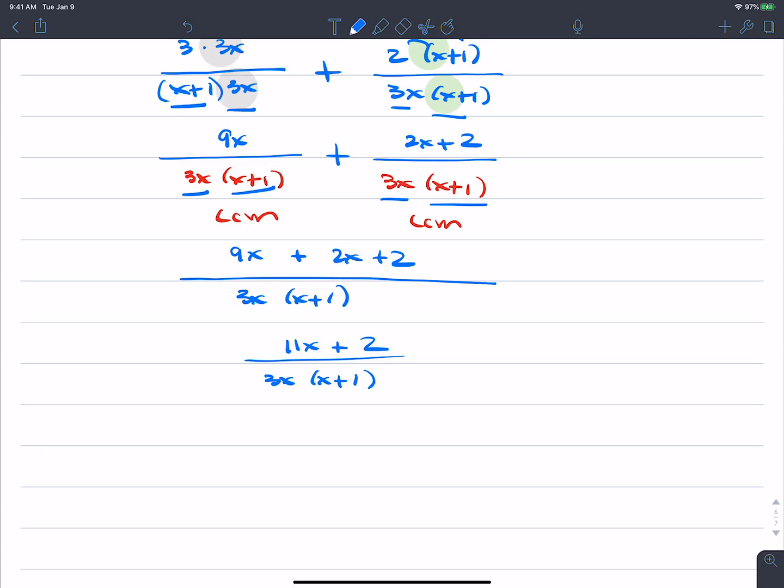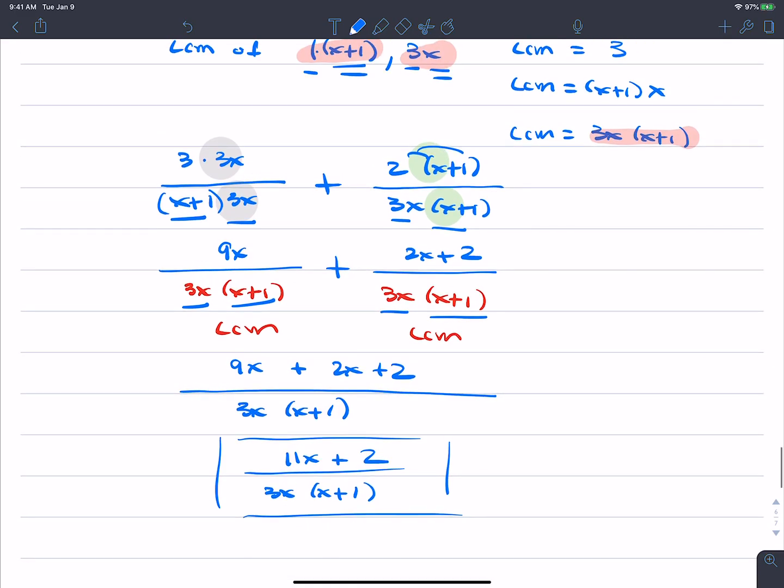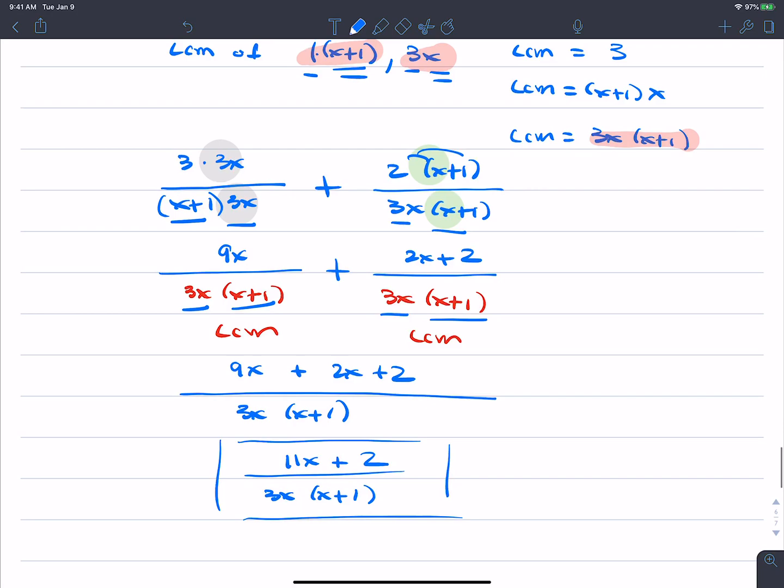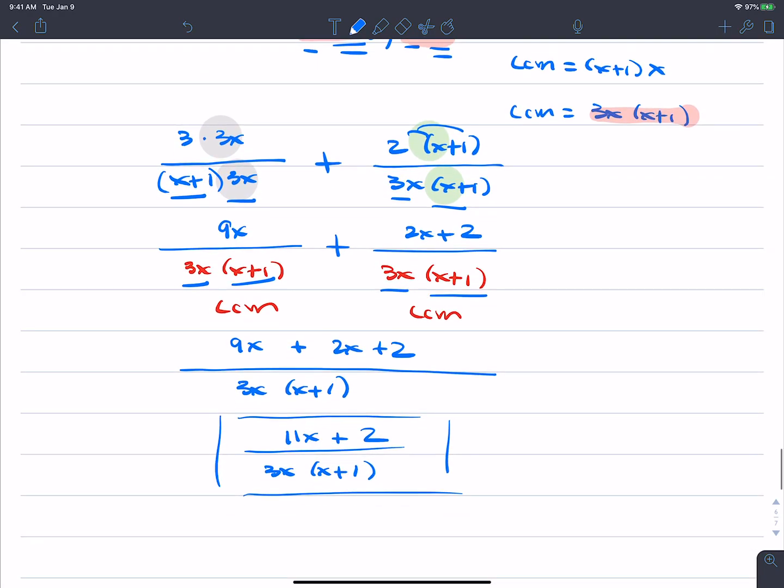Now your numerator is not factorable. So you're done. It's not factorable on top. 11x plus 2. And so it won't cancel with the 3x or the x plus 1. So this is the answer to number 21.